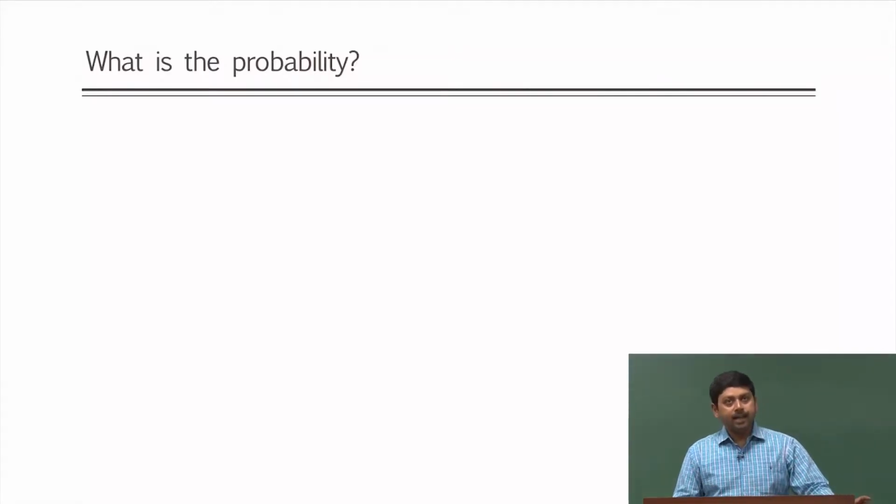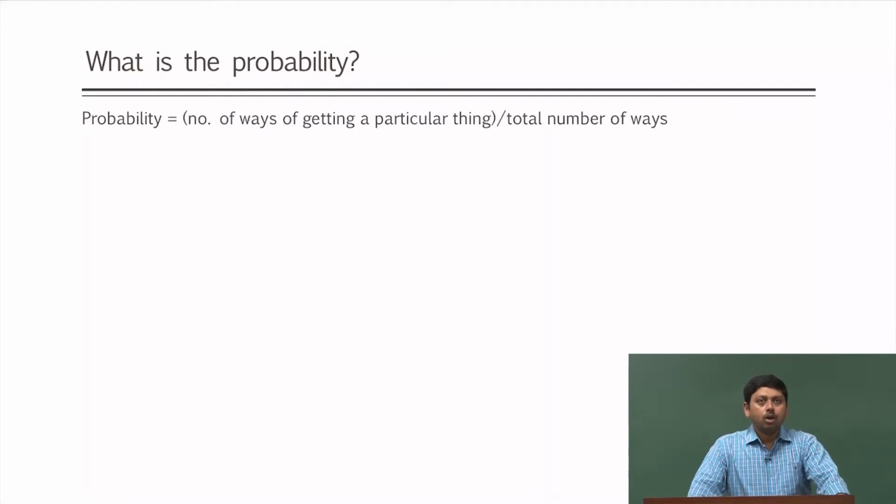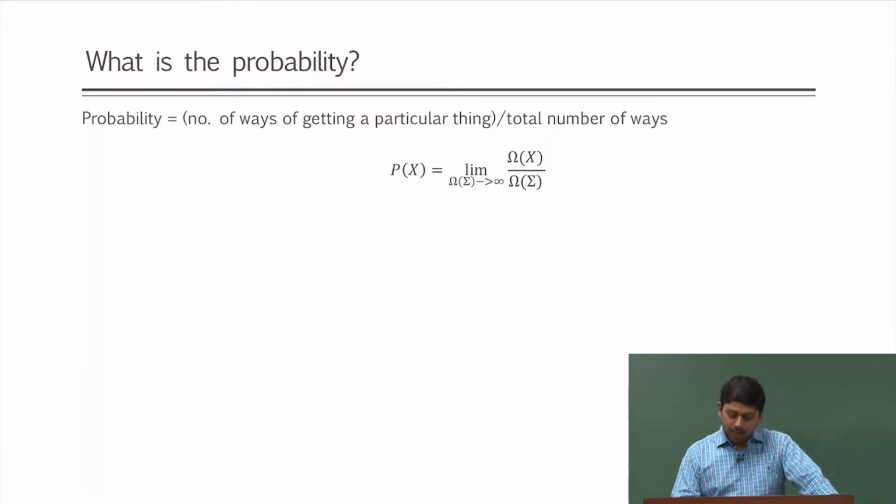So, since we said that when a system is left itself it will go towards a condition of maximum probability, we have to talk about what is probability. Probability, very simply put, is the number of ways of getting a particular thing divided by the total number of ways. So, let us say we are talking about the probability of x.